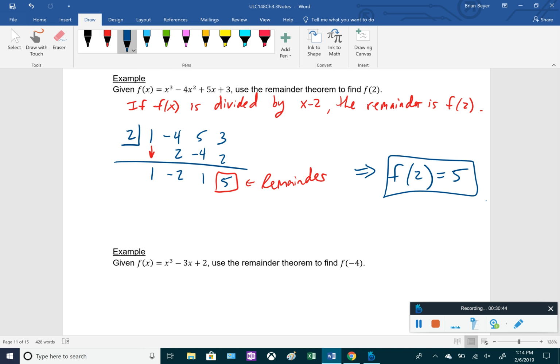So hopefully you're thinking to yourself, that's kind of silly. Why didn't we just evaluate f of 2? And you would kind of be correct. So let's check it. Let's evaluate f of 2 using the function. Plugging in a 2 everywhere, that's going to be 2 cubed minus 4 times 2 squared plus 5 times 2 plus 3. That should equal 5. So that's a nice check for this, but the remainder theorem tells us a different way to evaluate a polynomial at a given x value.